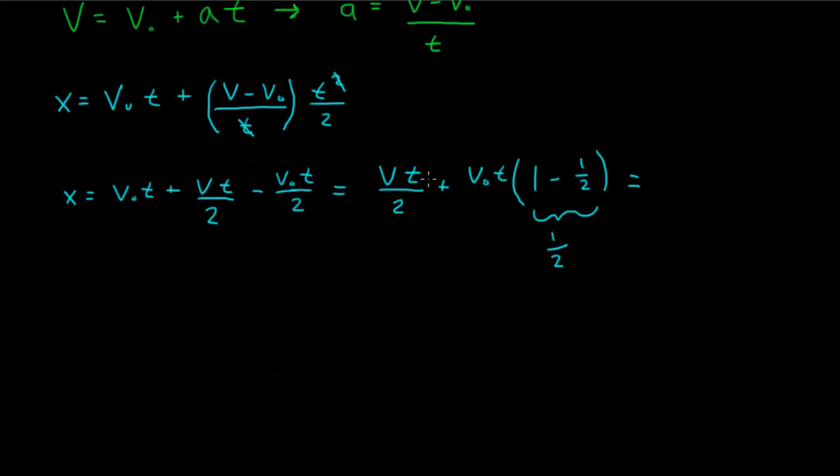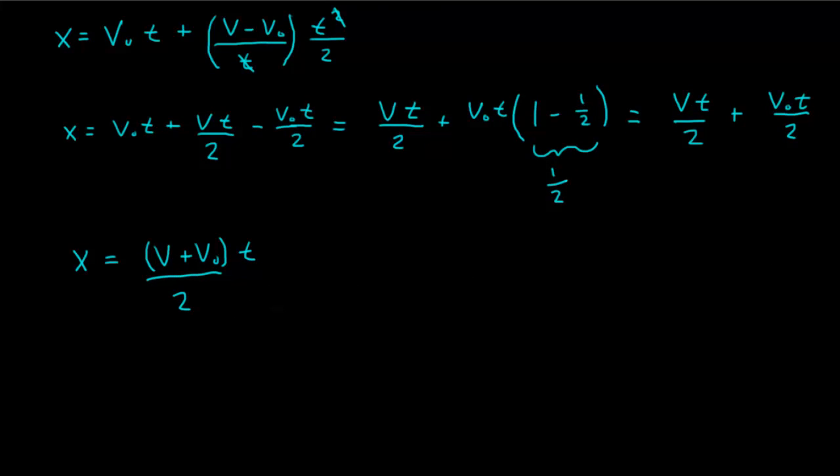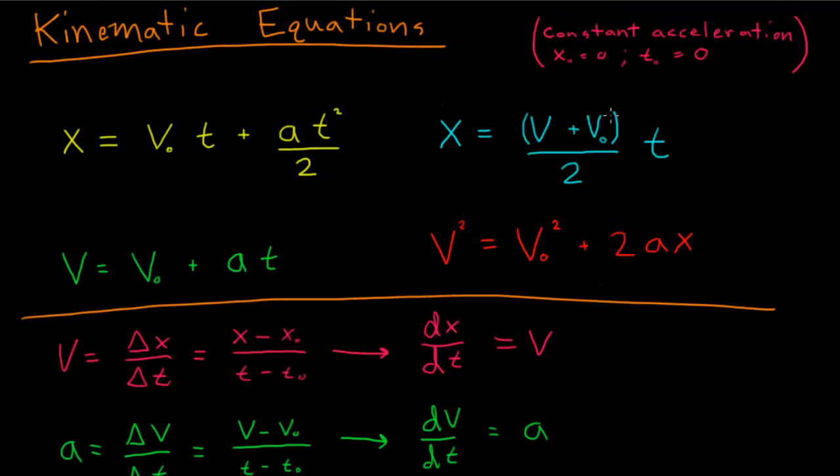So simplifying just a little bit more, we have v times t over 2 plus v naught times t over 2. And now if we factor out this t over 2 from each term, we get x equals v plus v naught times t divided by 2. And now if we look back up top, you see that matches our goal of finding this kinematic equation written in blue that doesn't have acceleration in it.